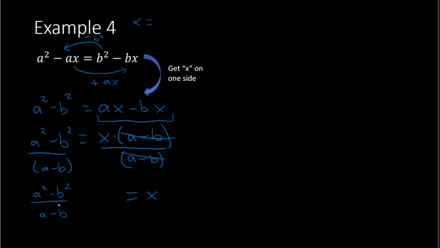So this is where my fraction comes in. And from here, I need to solve. So let me rewrite this up at the top. X equals then a squared minus b squared over a minus b. So what I can do to solve this for x is I can simplify this right side. So I have actually solved for x, but I need to simplify.